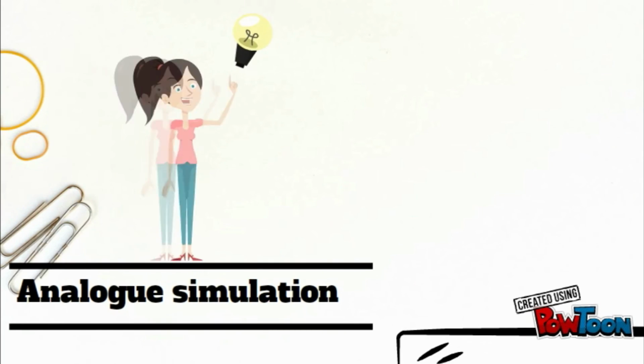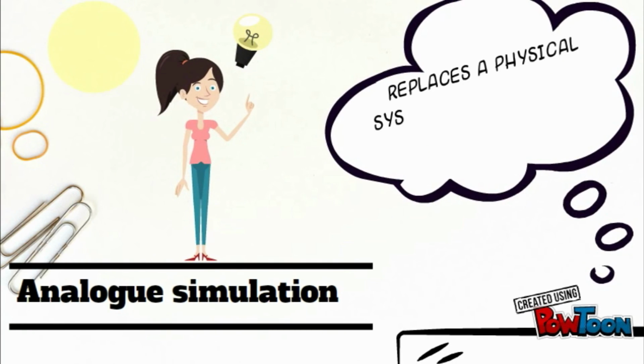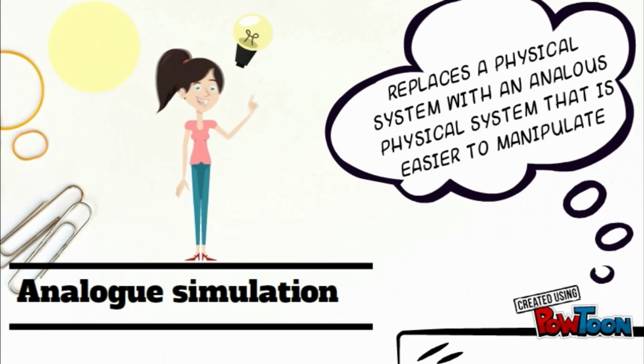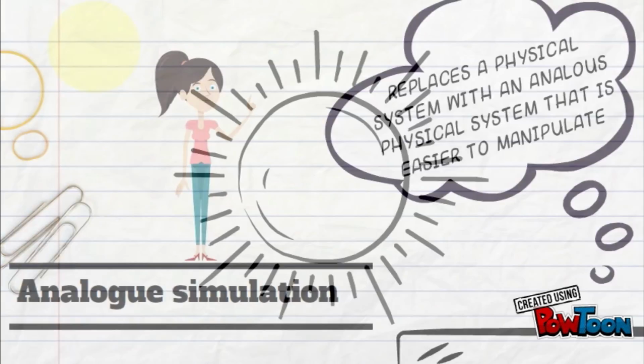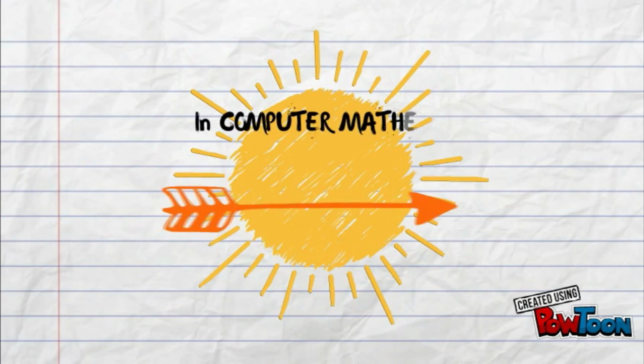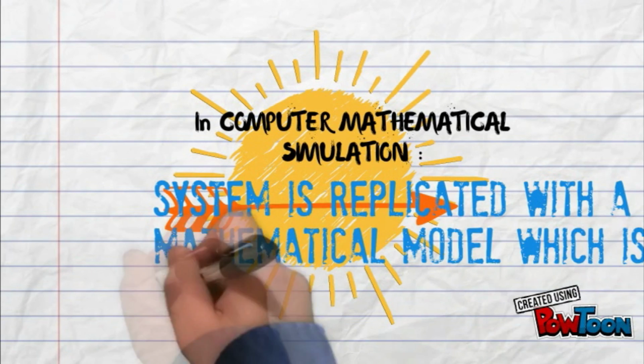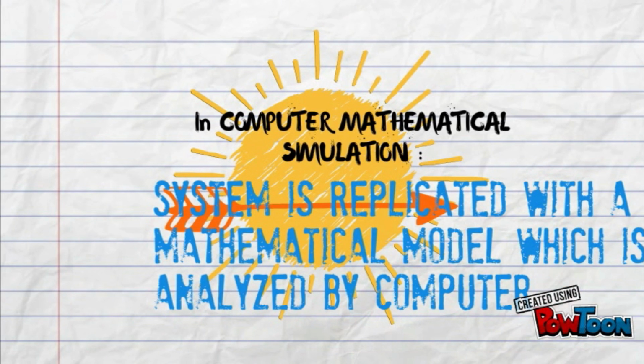What is analog simulation? It replaces a physical system with an analog physical system that is easier to manipulate. In computer mathematical simulation, the system is replicated with a mathematical model which is analyzed by computer.